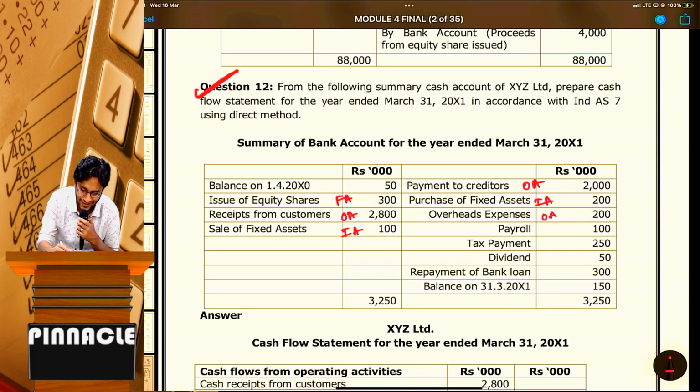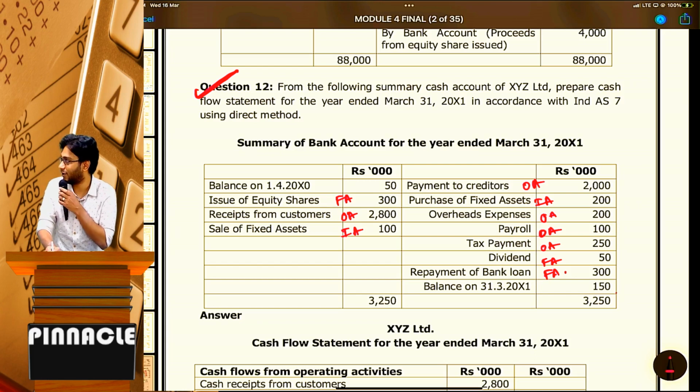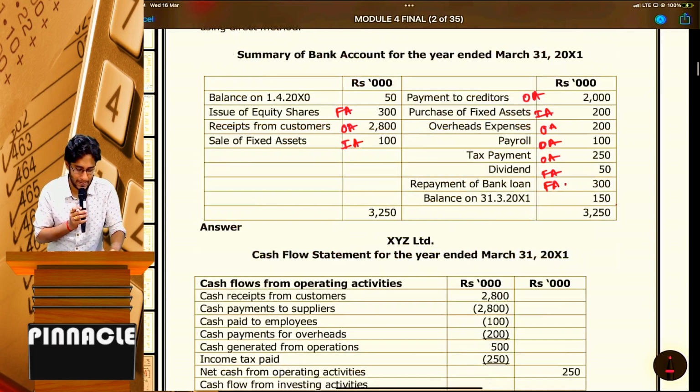Bank account, sir. Okay. Payroll and employee benefits. Operating. Tax payment. No information is given. Operating. Dividend paid. Financing. Investing. Repayment of bank loan. Financing. Closing balance. That's all, sir. Now what you have to do is draw a statement. All OAs in one group, IAs in one group, FAs in one group. Our final net figures again you net off. To that add your opening balance. Naturally the closing balance will come and you will get 5 rupees for this.